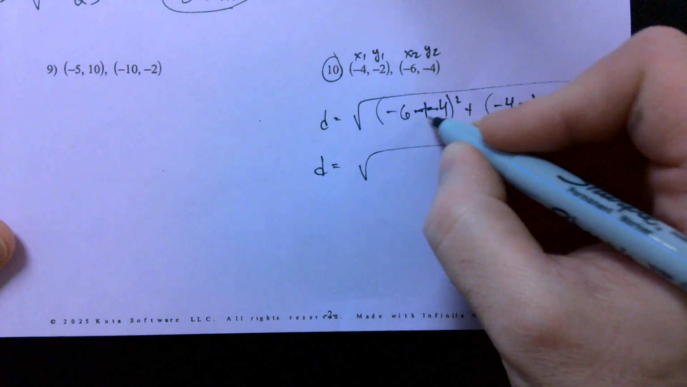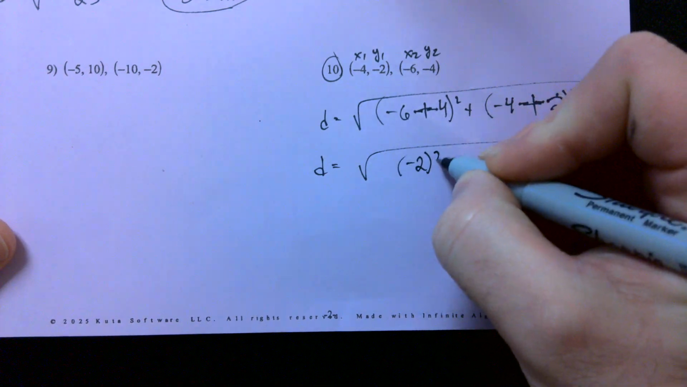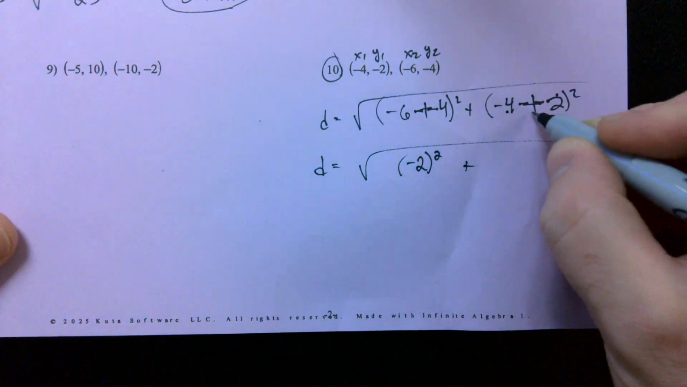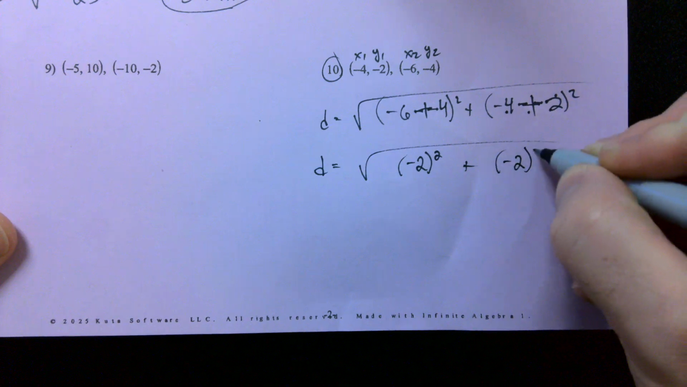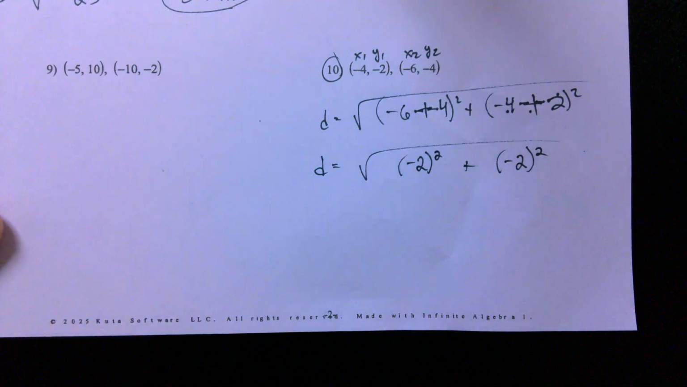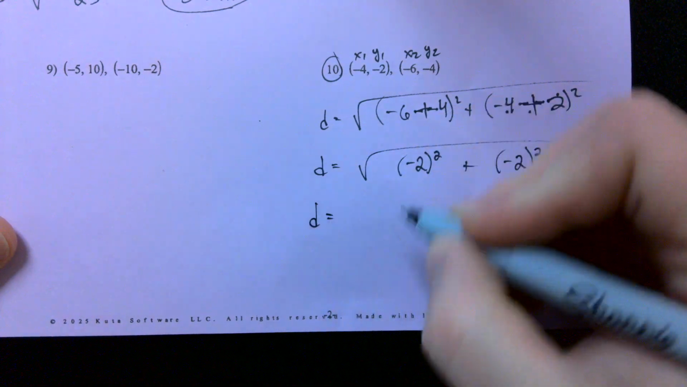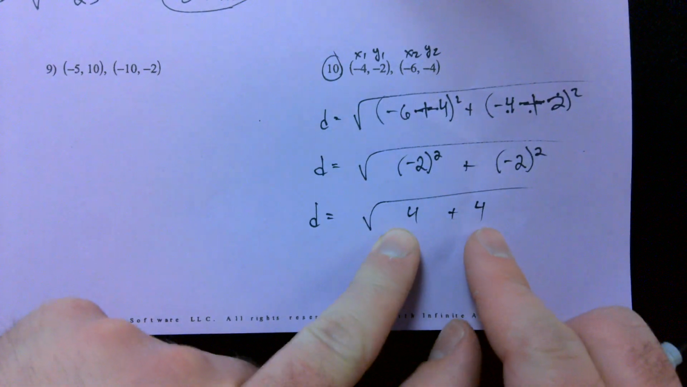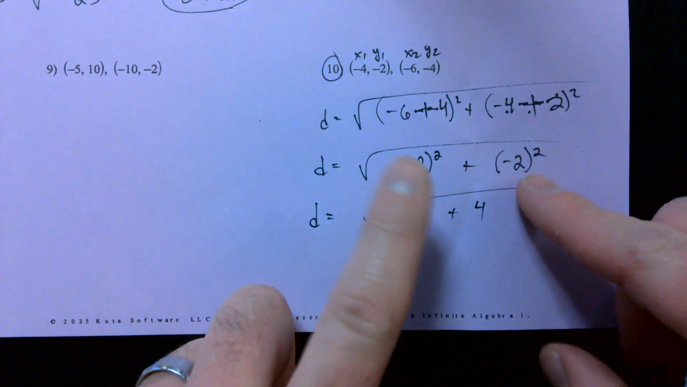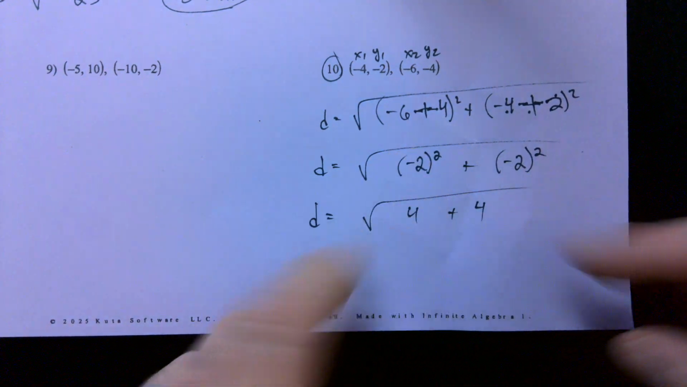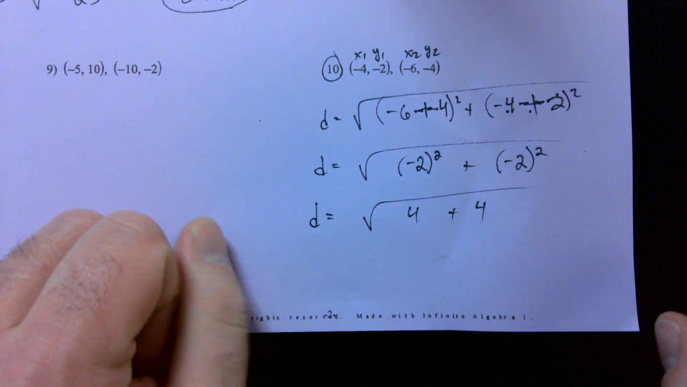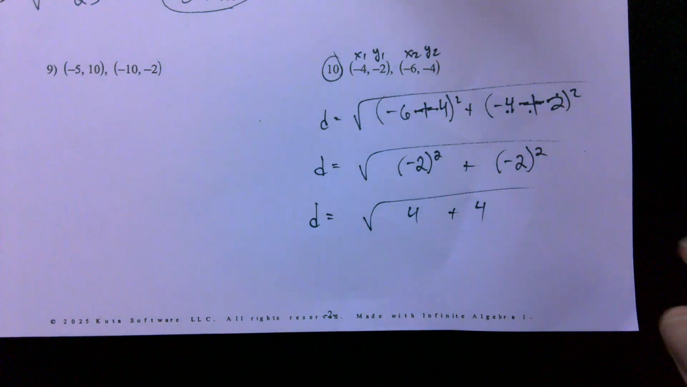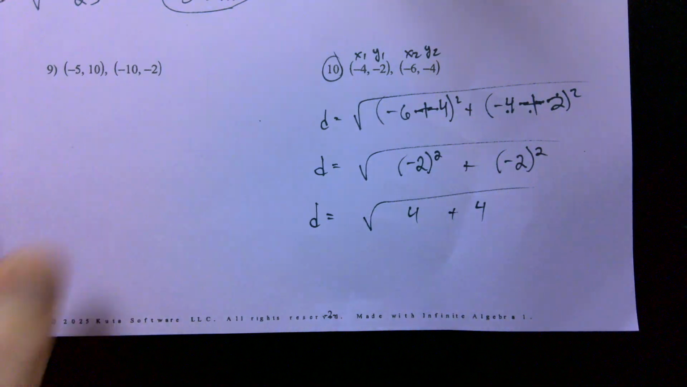Negative 6 plus 4 is negative 2. Negative 4 plus 2 is negative 2 as well. What is negative 2 squared? Positive 4. When we get to this step, there should be no negative numbers. I should only be adding 2 positive numbers because no matter what I get, when I square it, that's always going to make it positive, right? Whether it's a positive times a positive or a negative times a negative, that gives me a positive answer.